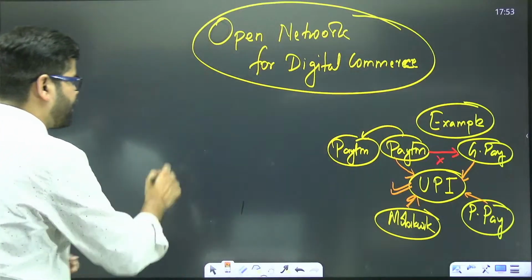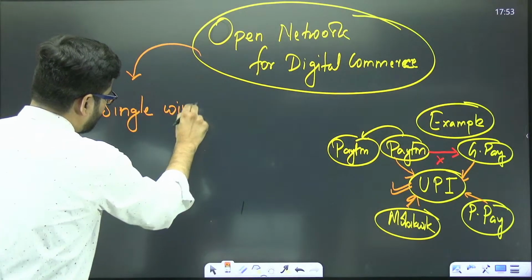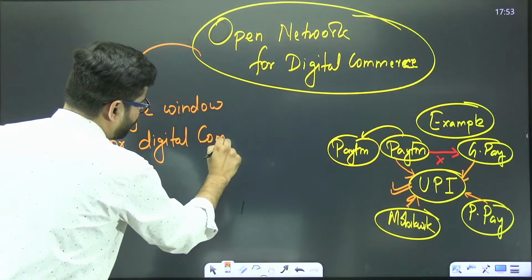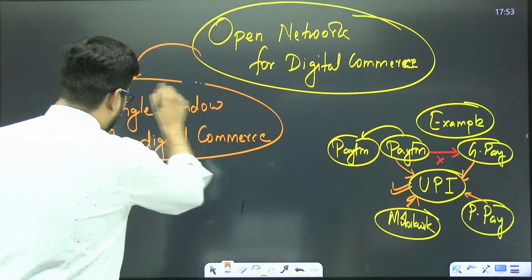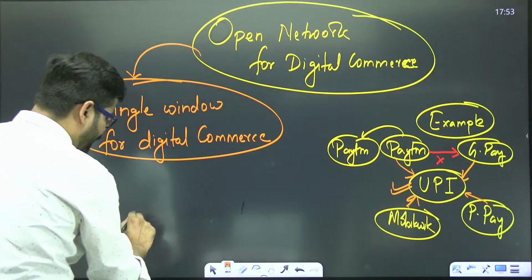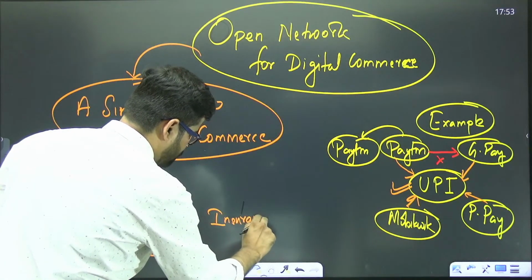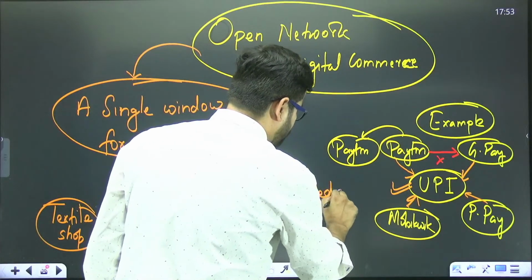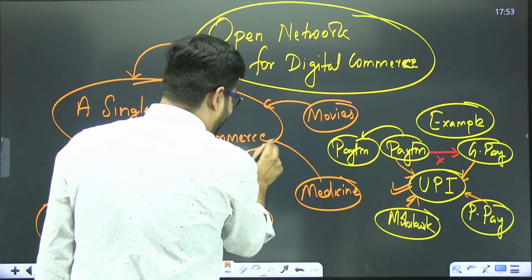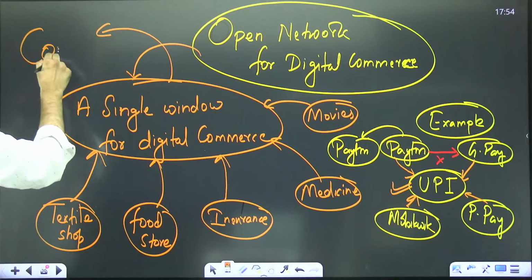In the same manner, if we talk about ONDC, it is a single window platform, a single window for digital commerce. Suppose there are different people: one who is selling textiles, one with a food store, one selling insurance, one selling medicine, one selling movies. They all can get connected to this single platform, and from here they will get access to the consumers.